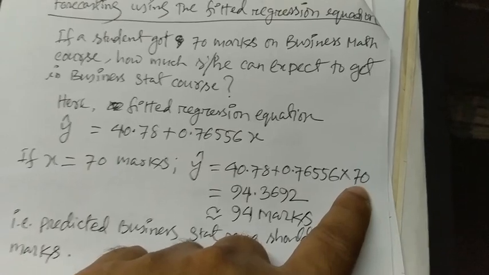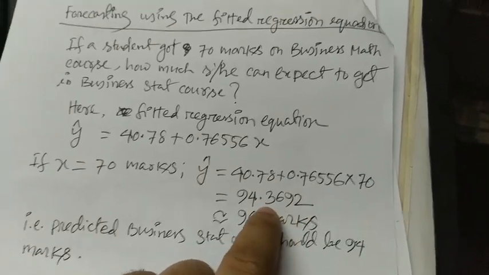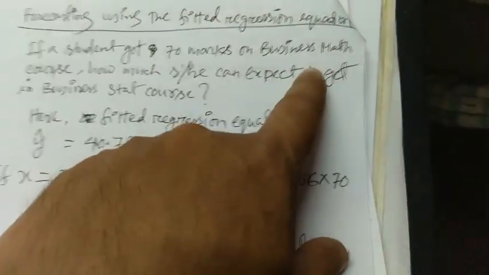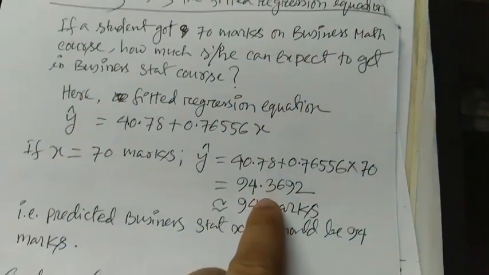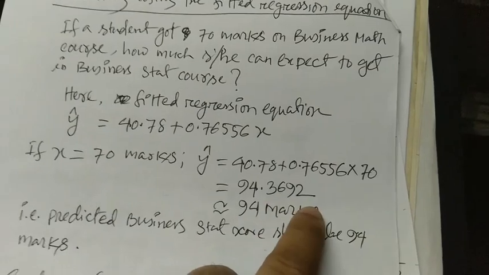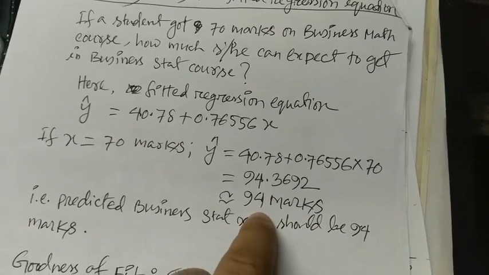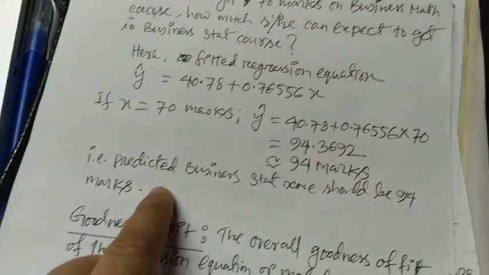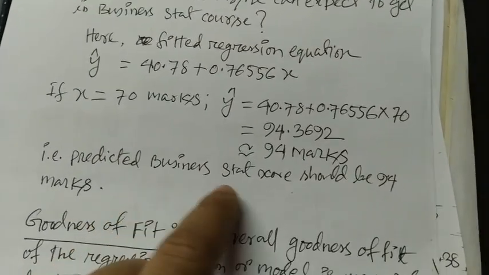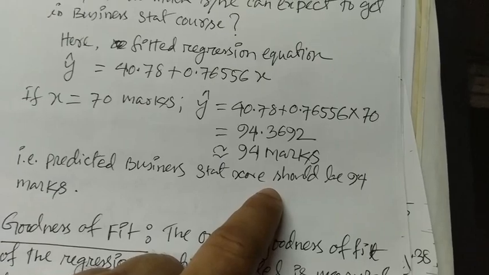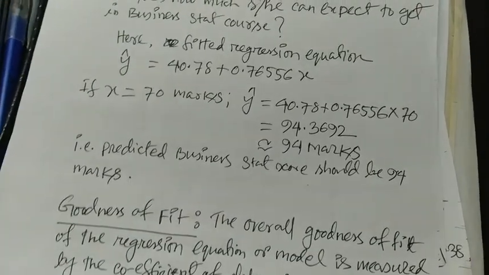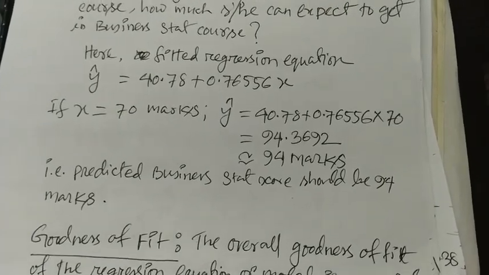After you put the value there and calculate, you will see that the student who got 70 marks in the business math course may get 94.3692 marks, that is equivalent to 94 marks in the business stat course. That is, the predicted business stat score should be 94 marks. This is a prediction only. The actual value may differ.